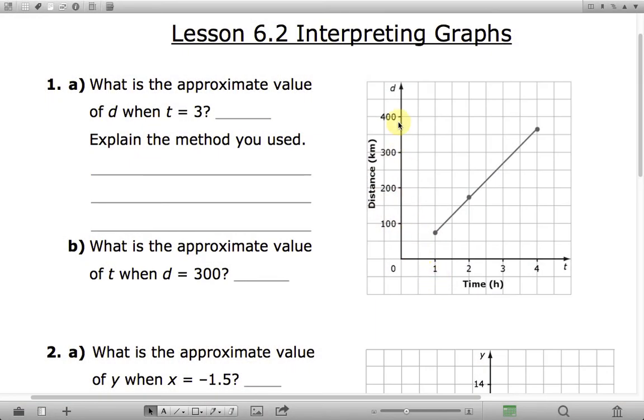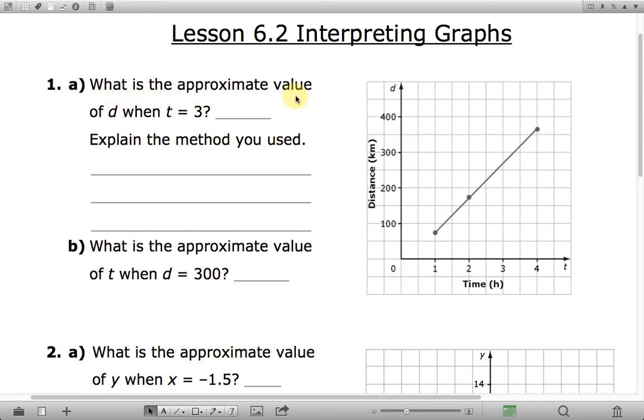So in the first example we have a graph comparing how distance changes over time, and initially at 1 hour we have a distance of about 75 kilometers, and as time goes on the distance increases. Now we want to answer some questions relating to this graph.